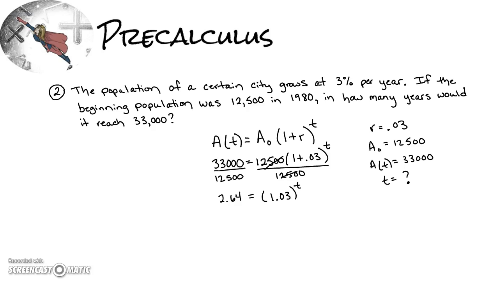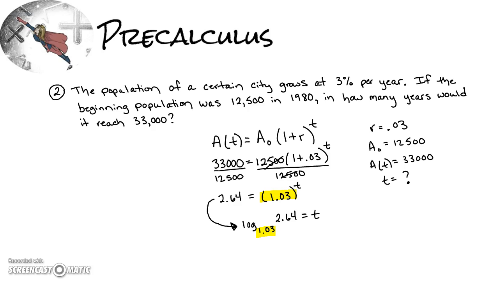And then again, we need to change this to logarithm form. So it's log base 1.03 of 2.64 equals t. Just remember, we're doing this a lot. We're changing exponential form into logarithm form. Just remember, the base 1.03 is the base of the logarithm.